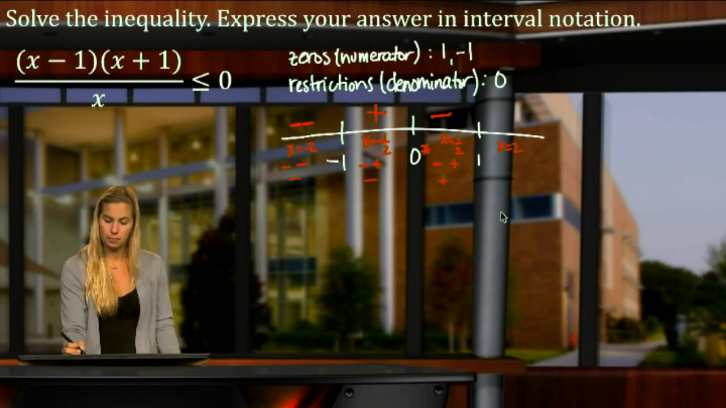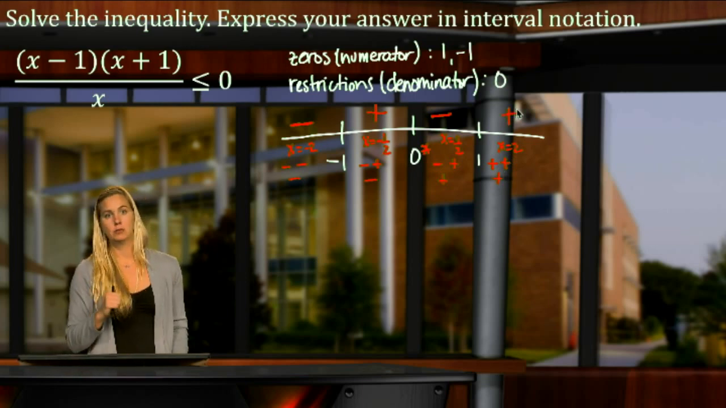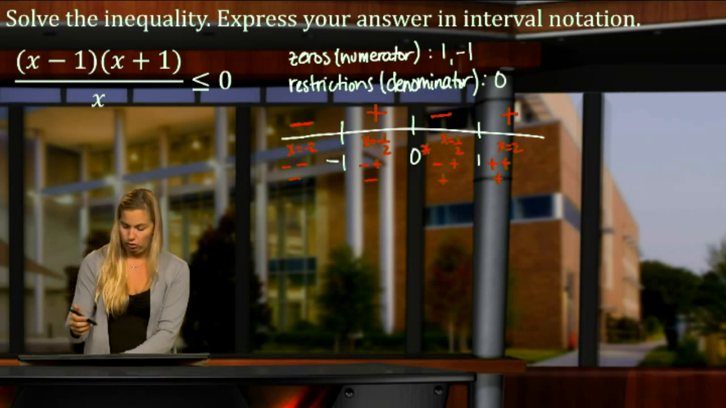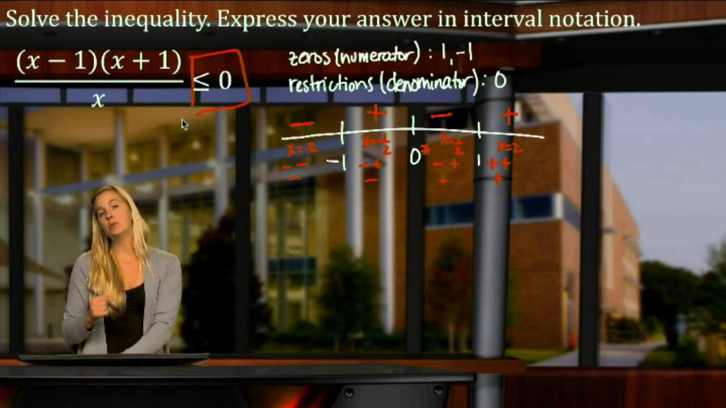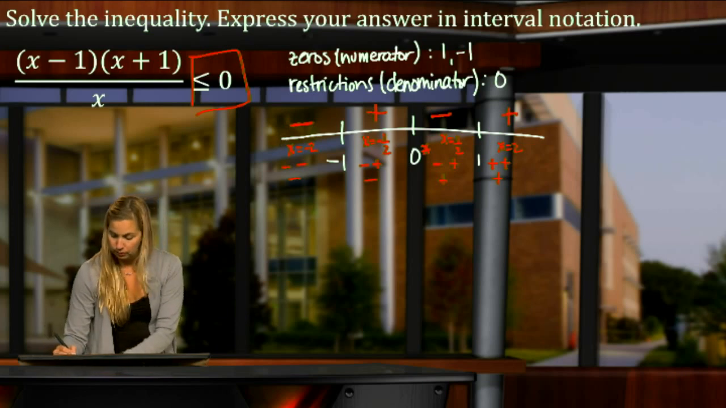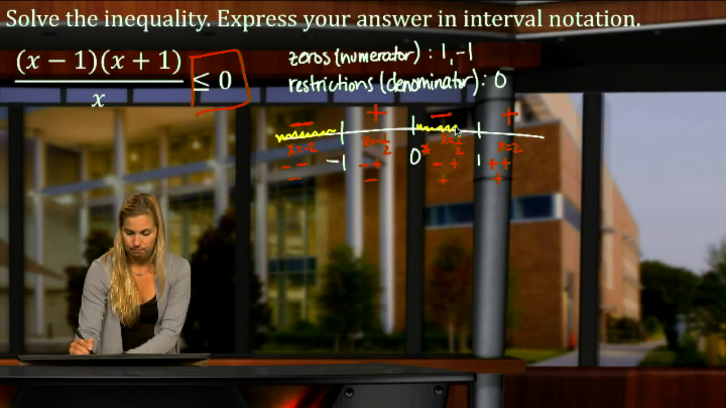X equals 2. 2 minus 1 is positive. 2 plus 1 is positive, and 2 itself is positive. We have all positives, which will yield a positive value. Now, looking at the problem, we want to know where it is less than or equal to 0. So we're looking for the negatives. Let me use a different color real fast. So we're looking at this section and this section.